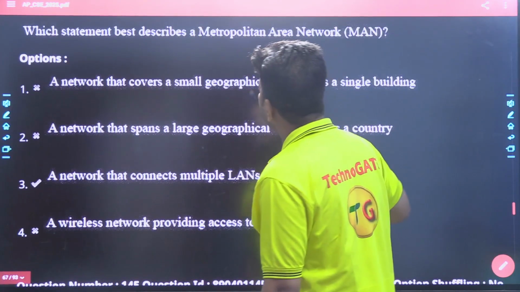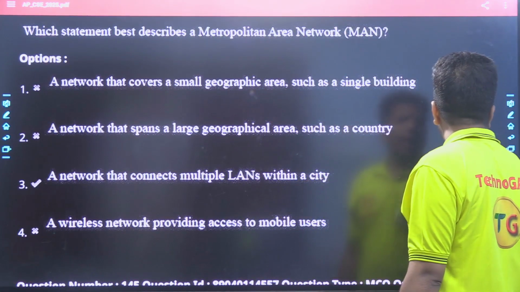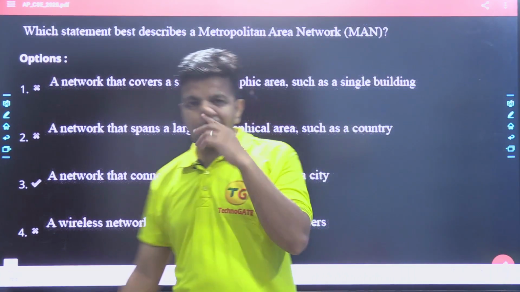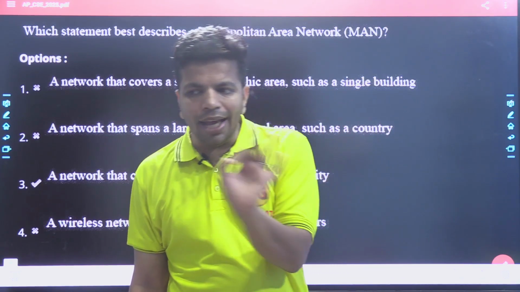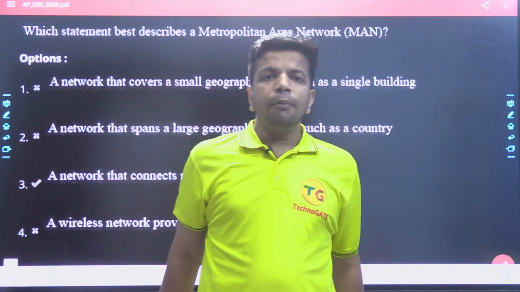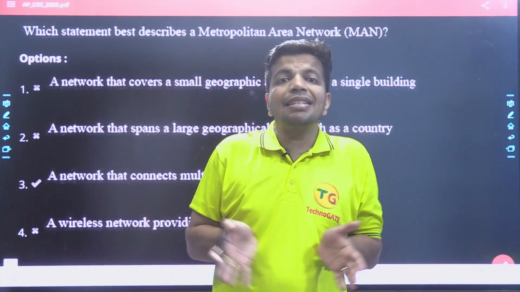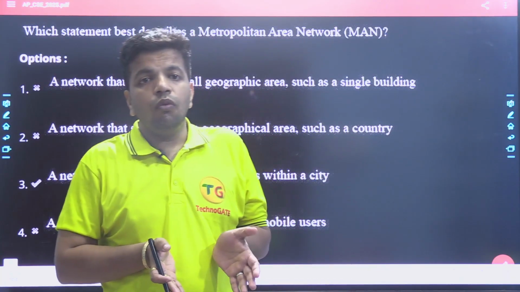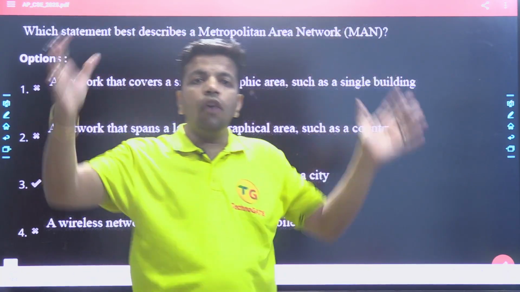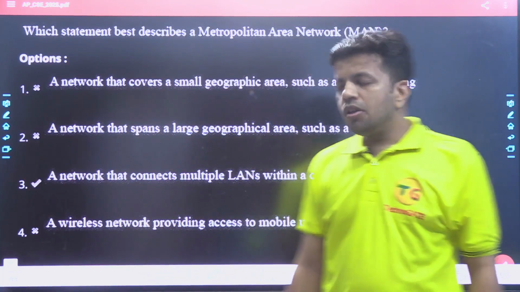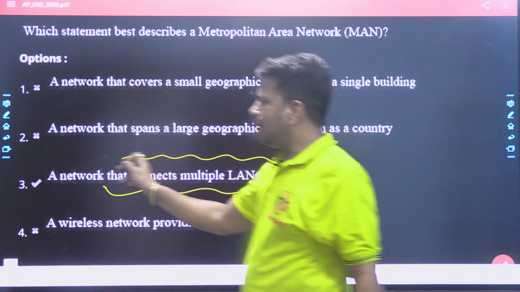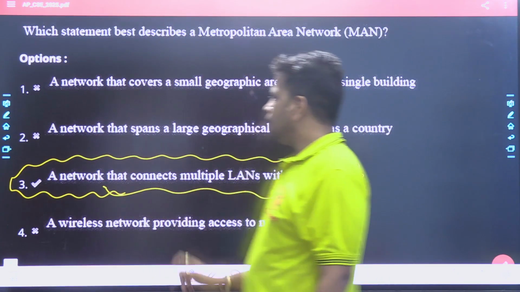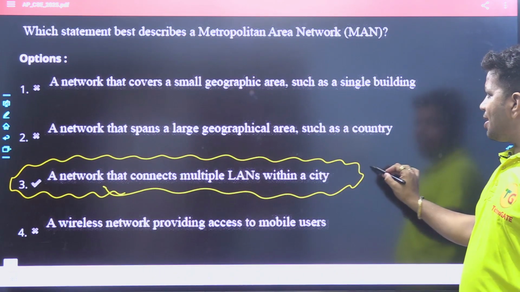Which statement best describes the metropolitan area network? Basically, there are 3 types of area network: LAN, local area network, a smaller area; MAN, metropolitan area network, like a city; and WAN, wide area network, like the world. The network that connects multiple LANs within a city is MAN.